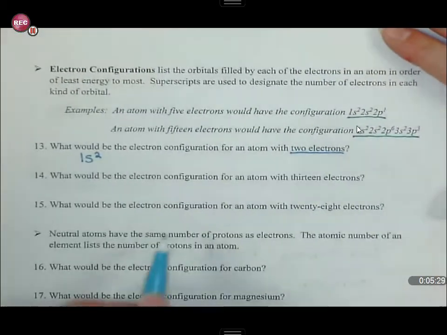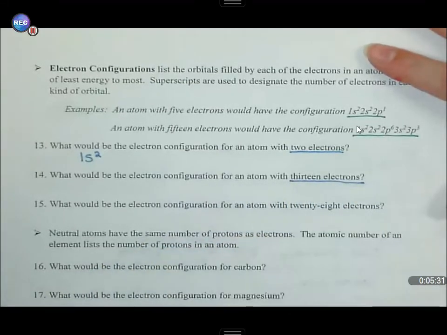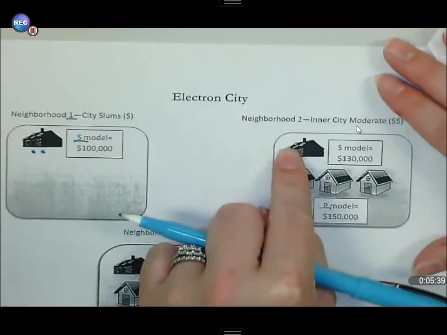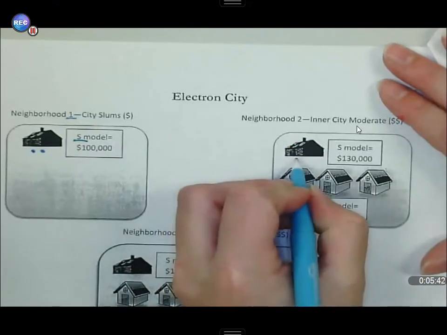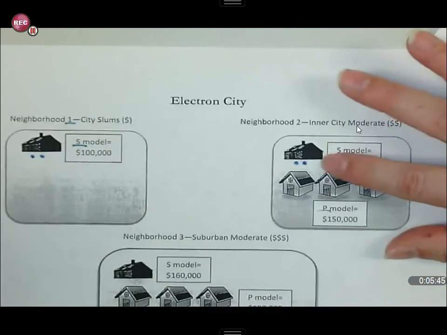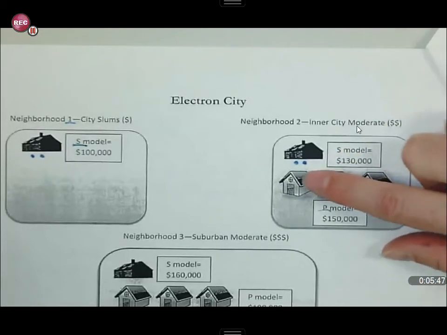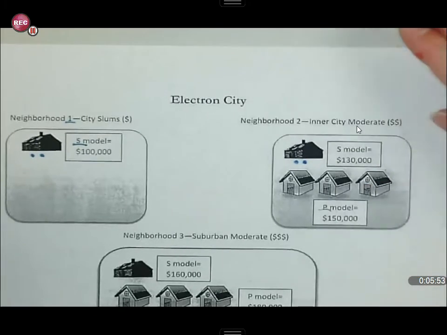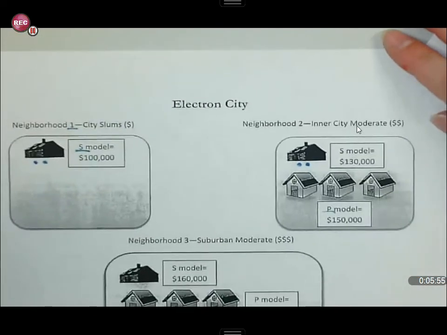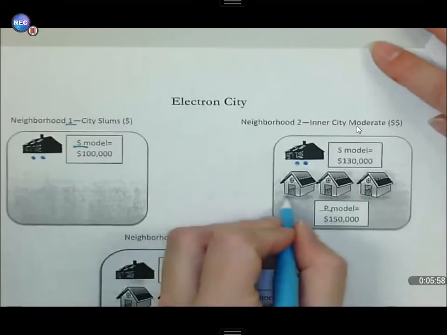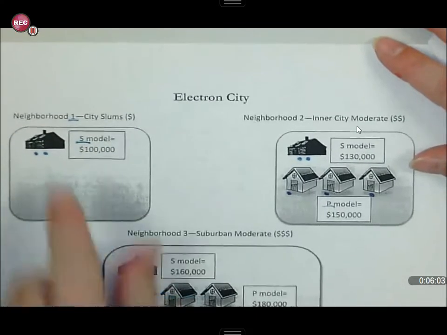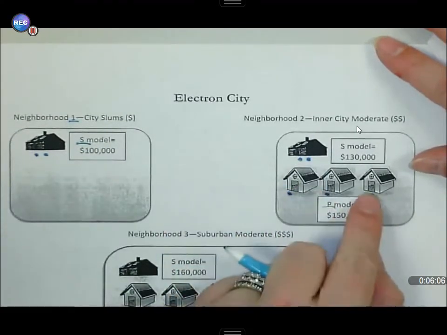What would be the electron configuration for an atom with 13 electrons? 13. Okay, so we're going to have a lot to go. So we have 1, 2. We're going to come over here and we're going to start at the next house. 3 and then 4, because each house can hold 2. So we got 4. Okay, now when we come to our P models, there are 3 locations that the electrons can be. We have to put someone in the house first before they can have a roommate. So you have to go 1, 2, 3. Y'all see how I did that? There's 3 there. So this is 2, 4, 5, 6, 7.